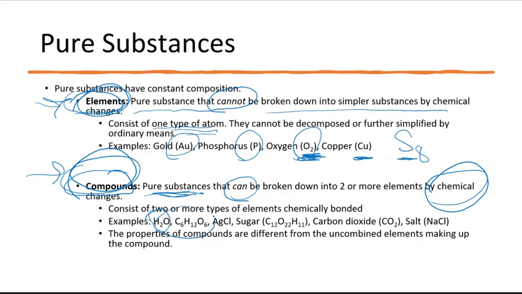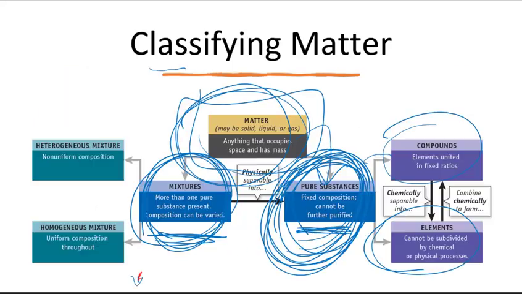Same with C6H12O6, that's a type of sugar. Silver chloride, carbon dioxide, salt. The properties of compounds are different from the uncombined elements that make them up. Let's look at our other part of matter. So we've covered this half, pure substances, and a pure substance can be an element or a compound.